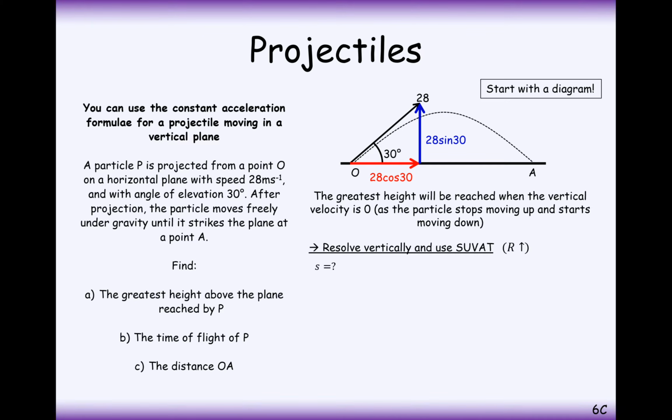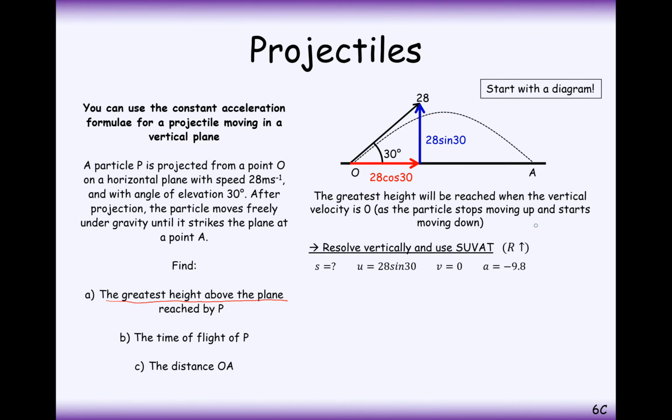So resolving our speeds up and down, the distance upwards is what we want to find out. So that's the greatest height above the plane. So s is our answer here. u is going to be 28 sin 30. The final speed vertically is 0. That's when it reaches its maximum point. And we also have a is minus 9.8 going downwards.